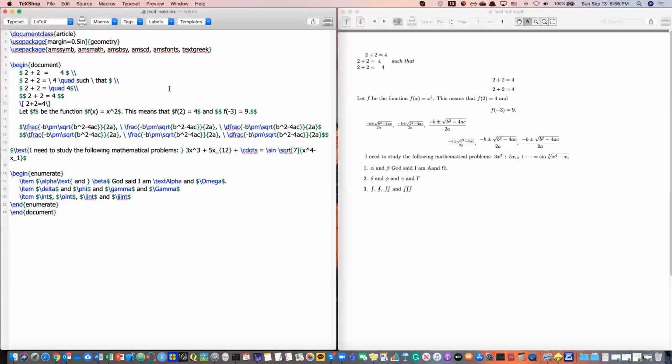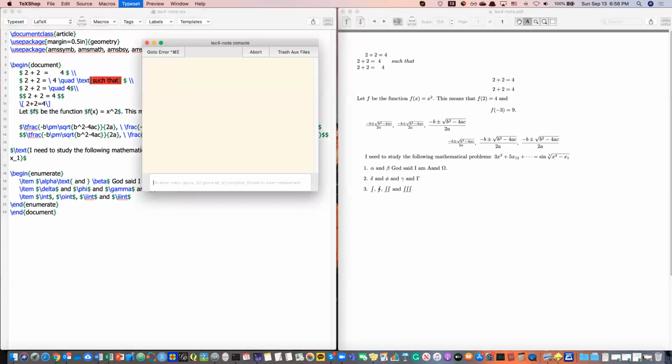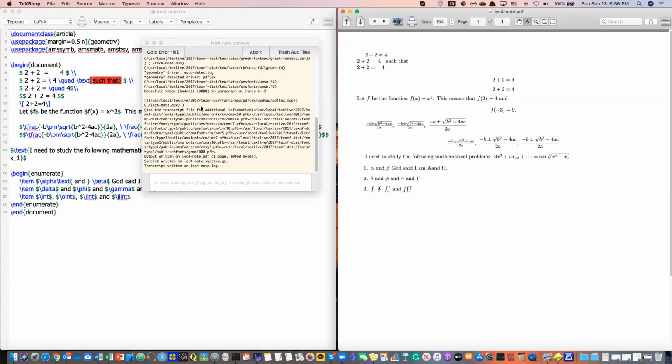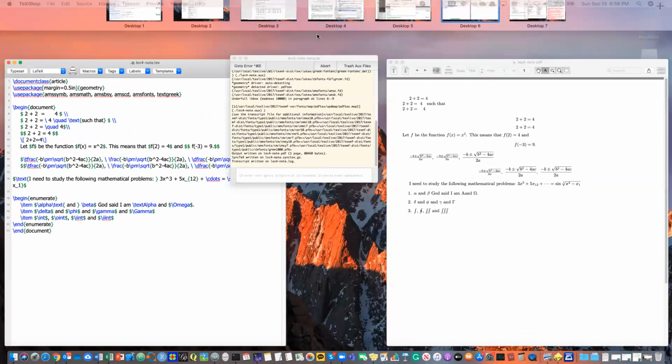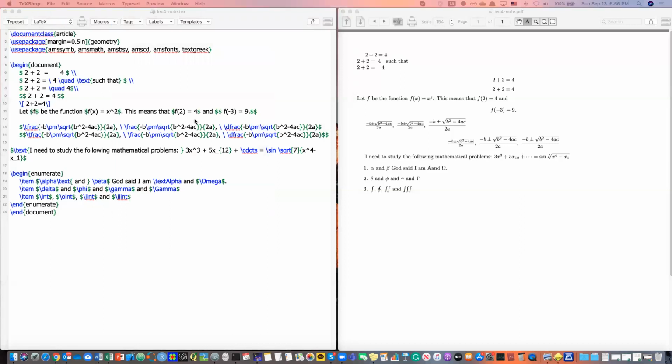But what if you want to get the same font style as the other paragraph outside of math mode? We use this text command. In text mode, spacing is recognized. You see that one spacing is recognized as an extra space. And you see that now it's different, right? Compare that quad and such that.